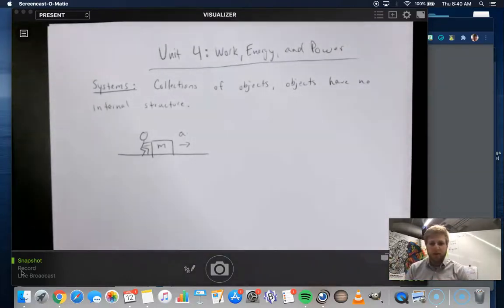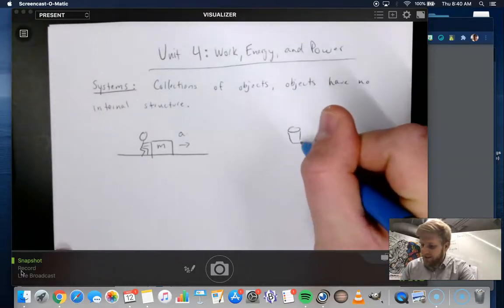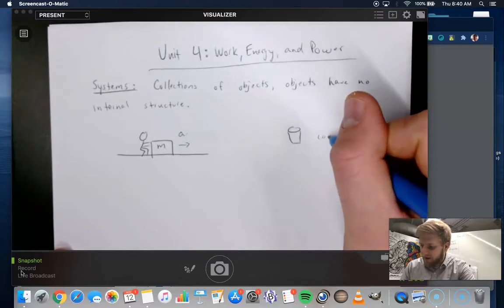We're going to assume the box is made of no molecules. It's just like a Platonic ideal of box, and then you've got the floor, which is itself one single object as well. Another system that is internally very complicated might be something like a cup of coffee.